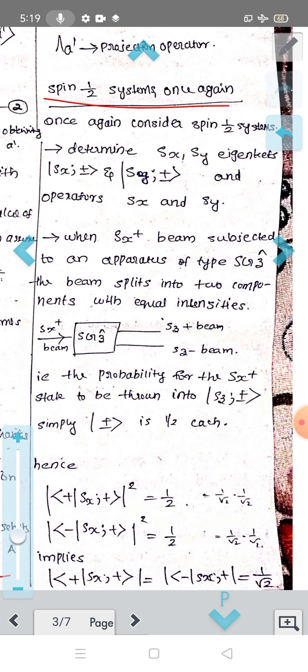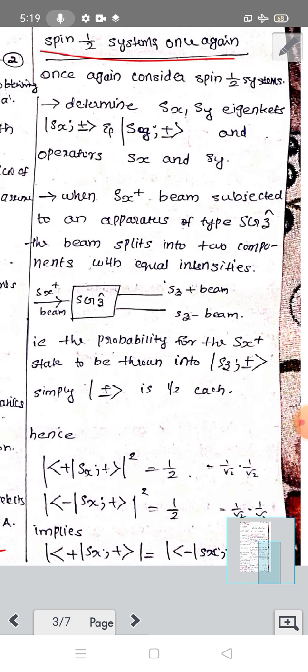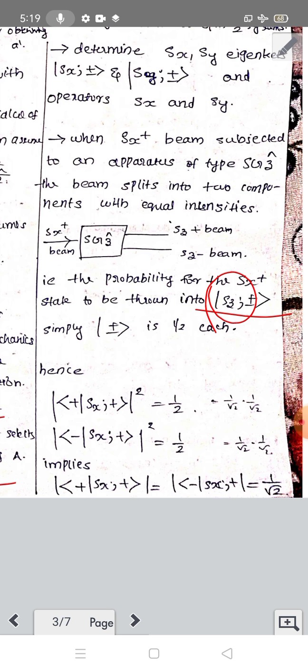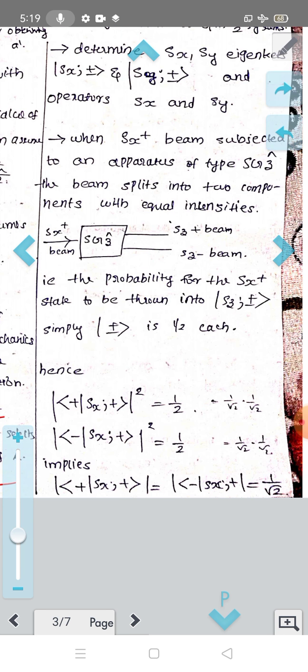For that, recall the Stern-Gerlach experiment, where the Sx plus beam is subjected to an apparatus of type SGZ, that is, a magnetic field applied along the Z axis. The beam is split into an Sz plus beam and an Sz minus beam with equal intensities. So we can say that the probability for the Sx plus state to be thrown into |Sz+> or |Sz-> is simply half each. This state is simply represented by |±>, the Z component of the spin.